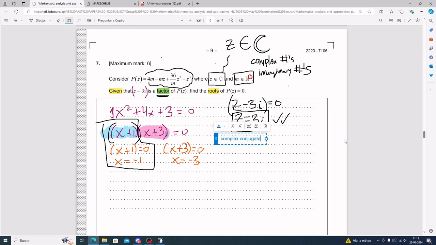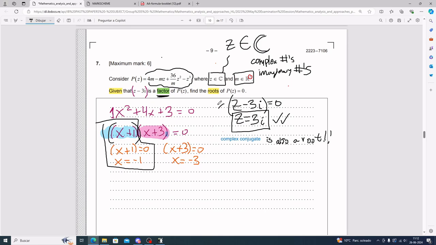Then the complex conjugate is also a root, okay? Massive information, you should be writing that down. And so if one of the factors is z minus 3i, then the complex conjugate, because there is a z in there, a complex number going around, is also a root.